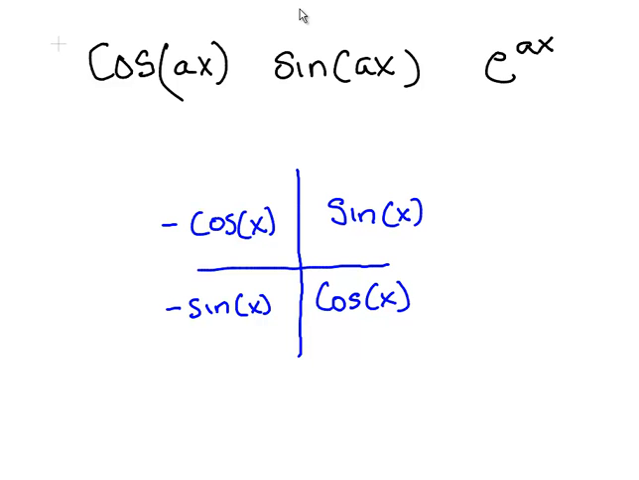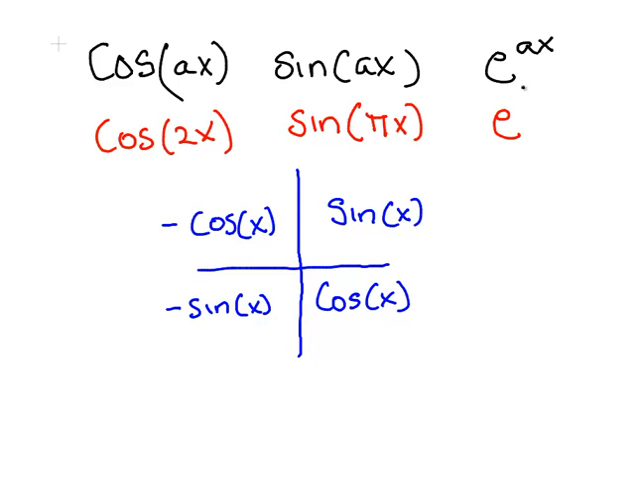Okay, in this presentation what we're going to do is look at how to differentiate and integrate terms in the form cos ax, sin ax, and e to the ax. Just some quick examples of what that could mean: cos of 2x, sine of, let's go something interesting here, sine of pi x, and e to the minus 2x. All those sort of things there.